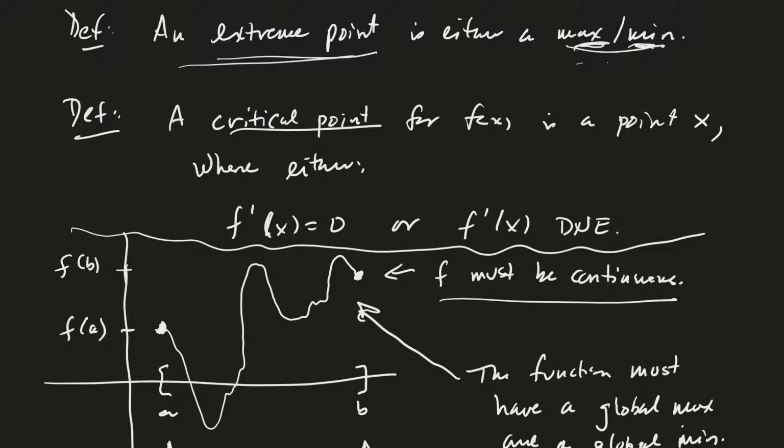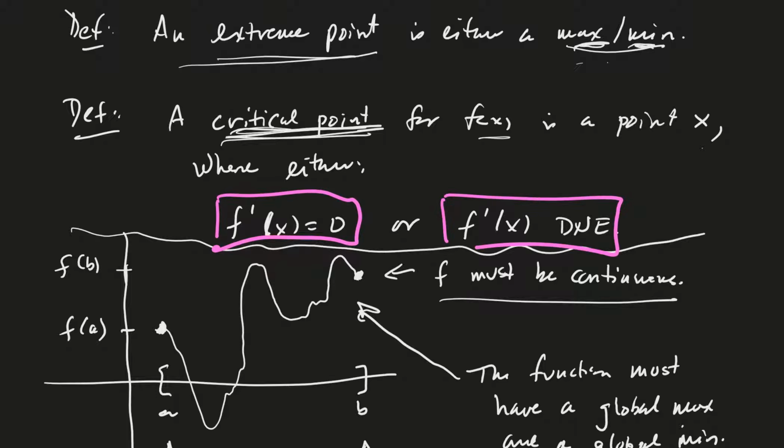Okay, what is a critical point for a function? A critical point for a function is a point x where either one of two things happens: either f prime of x is equal to 0, or f prime of x does not exist. Let's take a look at a graph and see where those two cases might be.